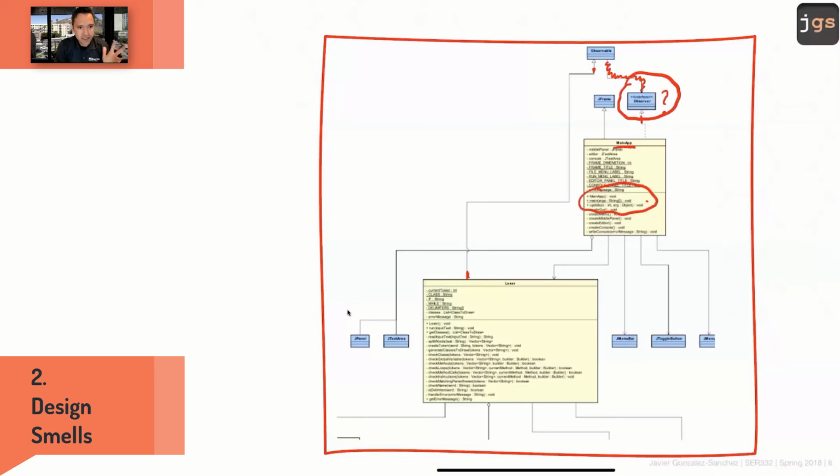Either it's an error in the diagram. Maybe this relationship is in the diagram, but it's not in the source code. It's a problem about point number 6. The code and the diagram are not matching. But if this is also in the source code, what we have is a problem with separation of concerns. In both scenarios, there is a smell here. There is a problem. Something is not okay.